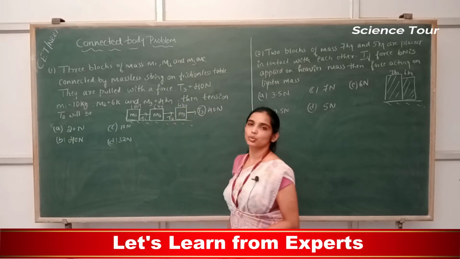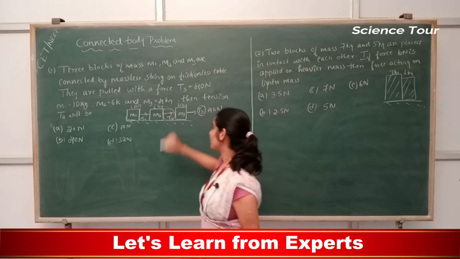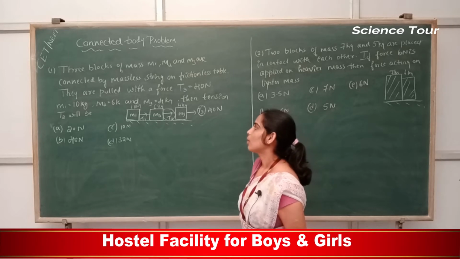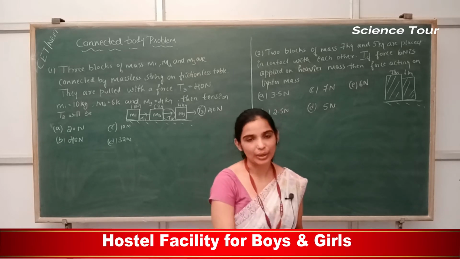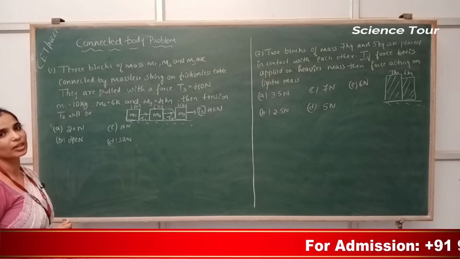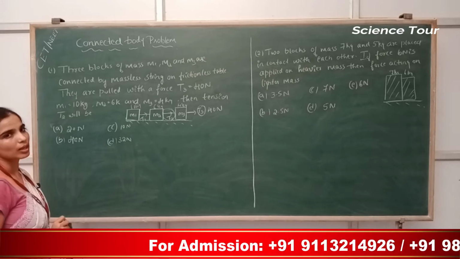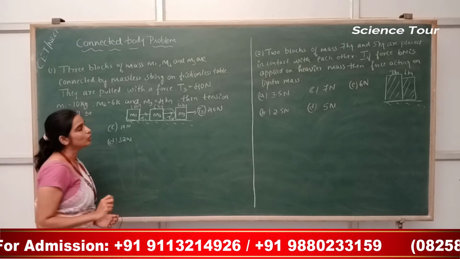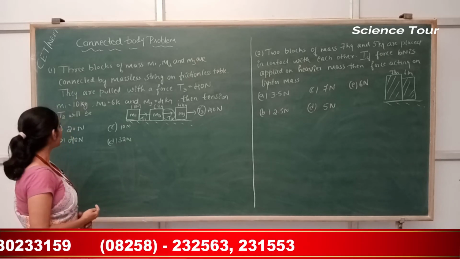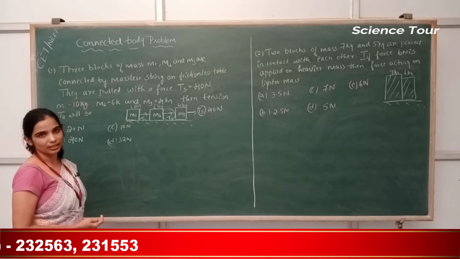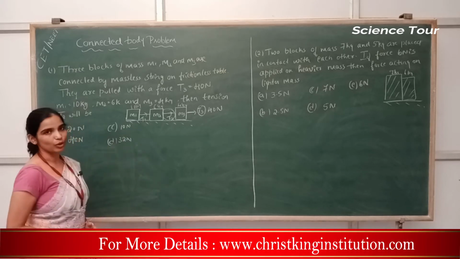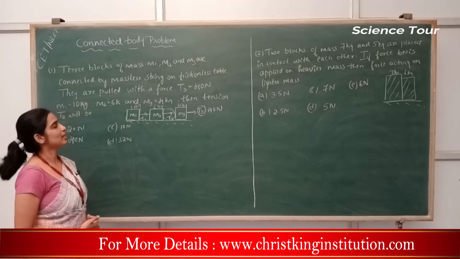What is T2? What is the tension acting on the string? They are asking what is T2. How will you solve this problem? What is T1 equal to? What is T2 equal to? So options are given: 20 Newton, 10 Newton, 40 Newton and 32 Newton. So how do you solve this? Either you can directly write the formula or you have to do it by step process.